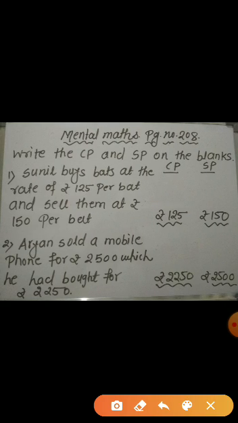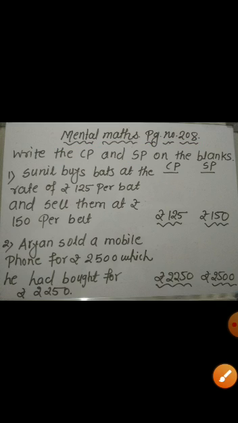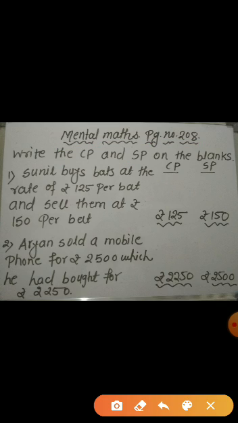Now let us discuss mental maths given in your textbook on page number 208. Write the CP and SP on the blank space. In this mental math, there are some statements in which cost price and selling price are given. We have to identify them and write them on the blank space.